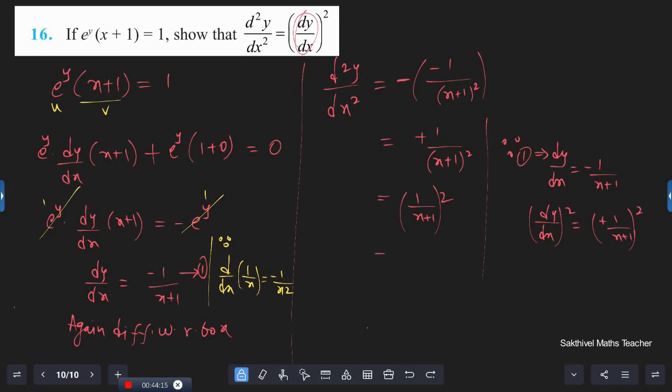So instead of this, what can we write then? (dy divided by dx) whole square you can write. That is what they asked to bring here. We got it. I hope you understand the 16th one. Is it okay?